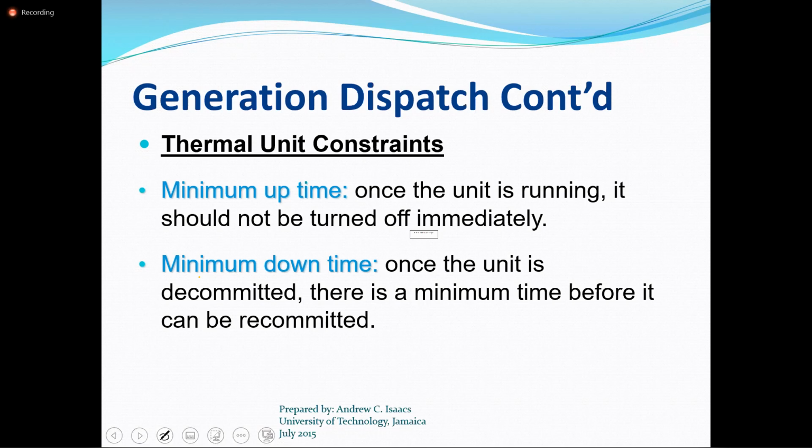Minimum downtime. Remember, I spoke to you about the fact that if you have an island blackout and all the generators which were working came off the system, you can't just throw them back on the system immediately. Especially for the steam units, there is a minimum time that you have to allow the units to cool down before you can put them back on the system. Okay? So these are considerations that you'd have to make as far as unit commitment is concerned.